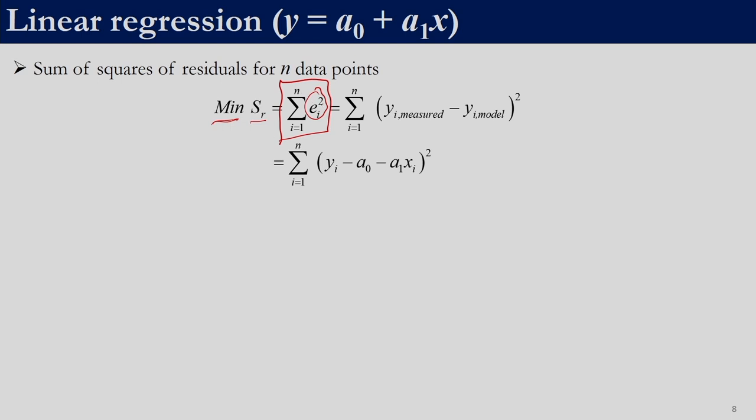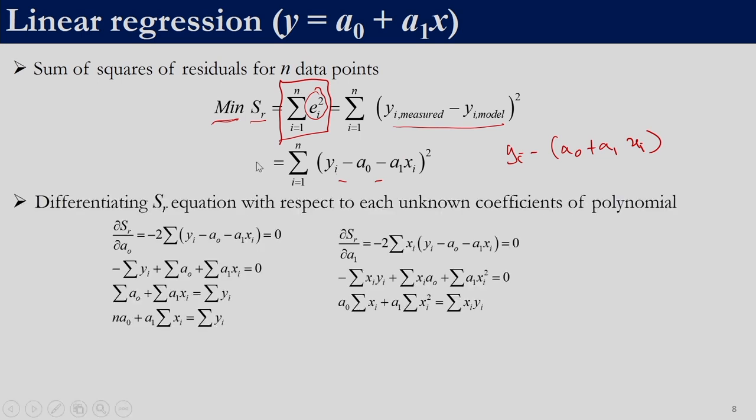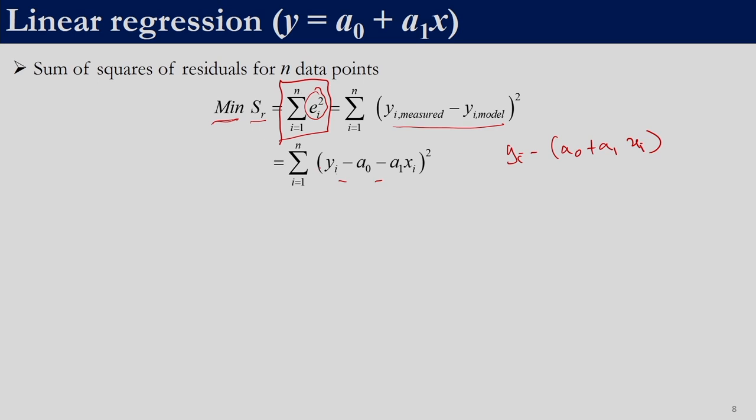So if we substitute the expression measured minus model for the error, we'll have this expression. To make it compact, we are not writing the word measured, but this is actually measured. So it is y_i minus (a0 plus a1 x_i), and that's why you have the square over here. When you expand this, you will get that. So this is what we have.